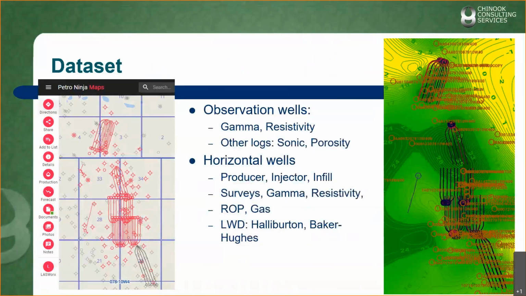Our data set, we used the publicly available data, got it from PetroNinja. We got well information, surveys, LWD curves, offset logs, covering Statoil's oil development in Leismer. That's around township 7810. This acreage now belongs to Athabasca Oil. This data set covers delineation wells, producers, injectors, and infills, and they used the Halliburton and Baker Hughes tools. That was part of the appeal of this data set.